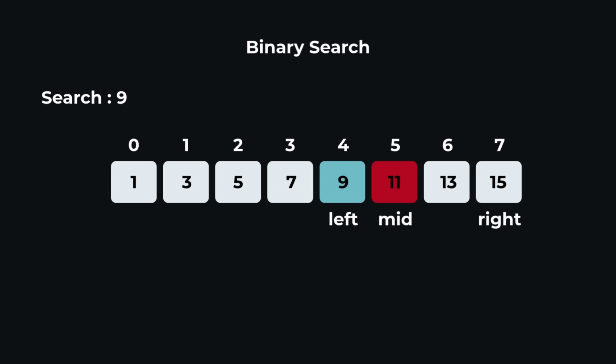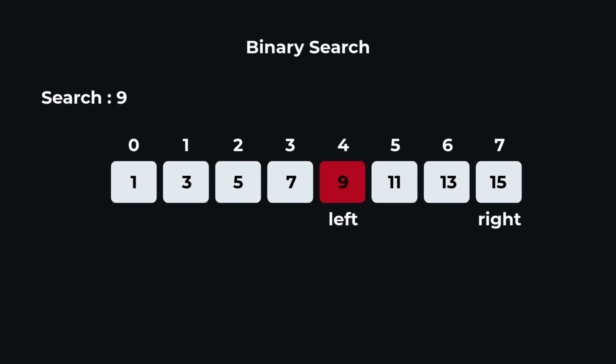Now the array left to search is 9, 11, 13, and 15. Calculate mid again, it's 11. Compare 11 with 9. Since 11 is greater, we drop the right half and keep only the left. Now only 9 remains. Compare, and there it is, we've found the target.